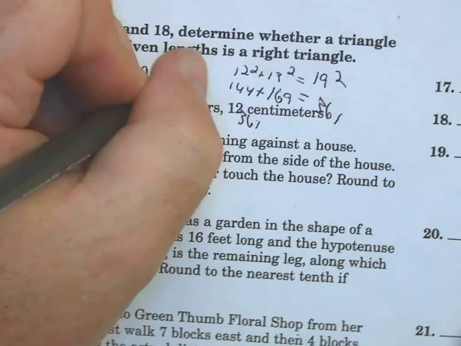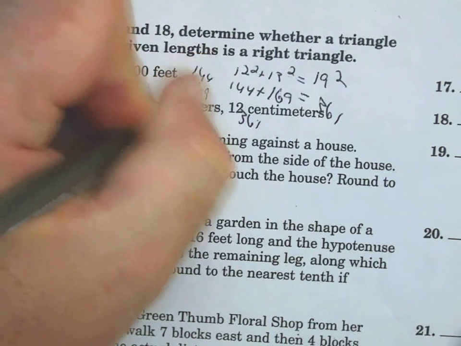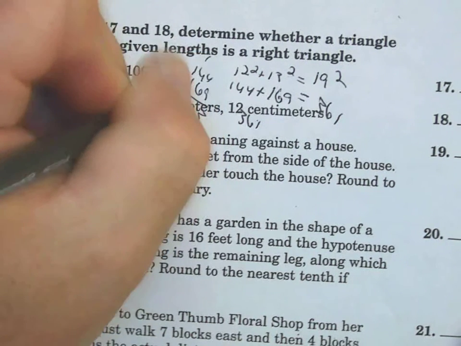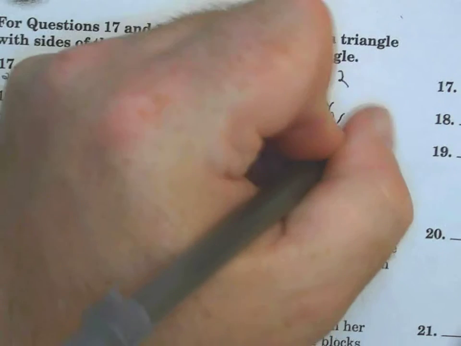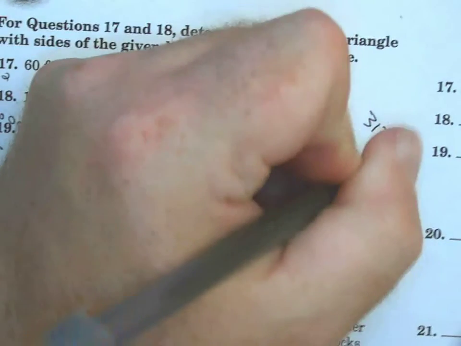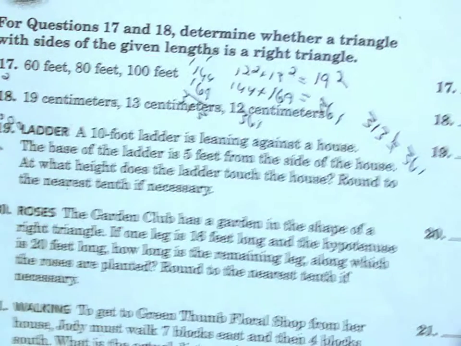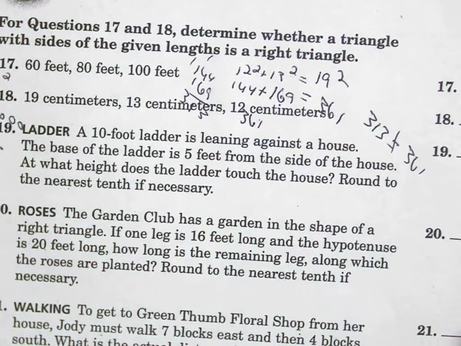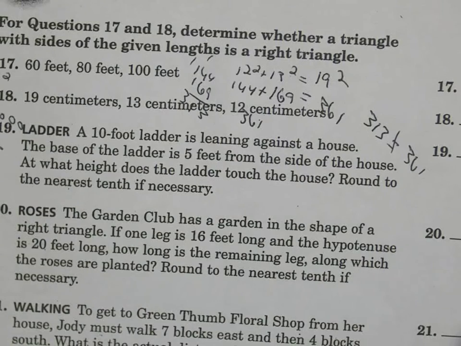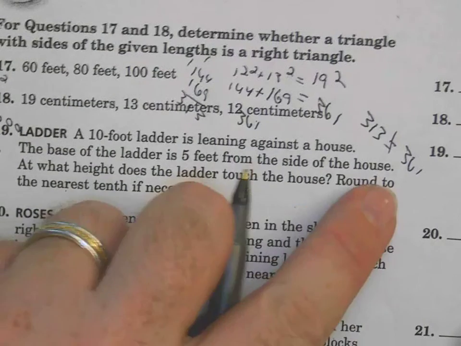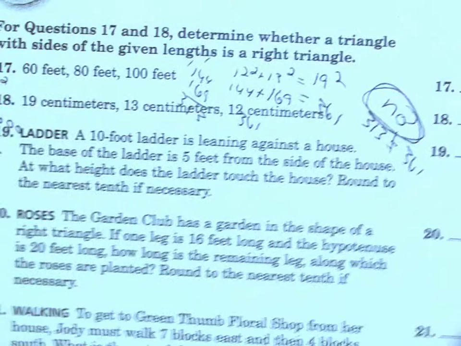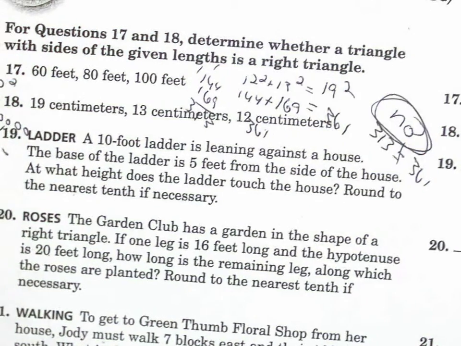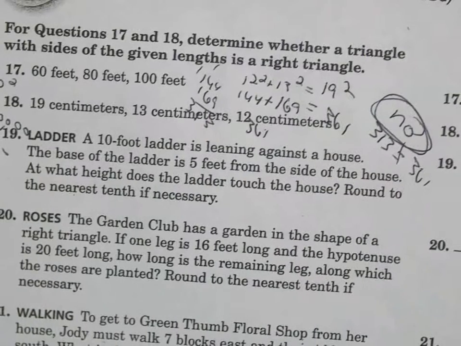That's 361. Now, over here, 144 plus 169, 313. Now, 313 is not equal to 361. Double check 144 and 169. Is it 313? Anytime you get the two numbers and it becomes not equal, you will just write no. Now, the key to that question, A is the shortest, C is the longest. Do all of your work.